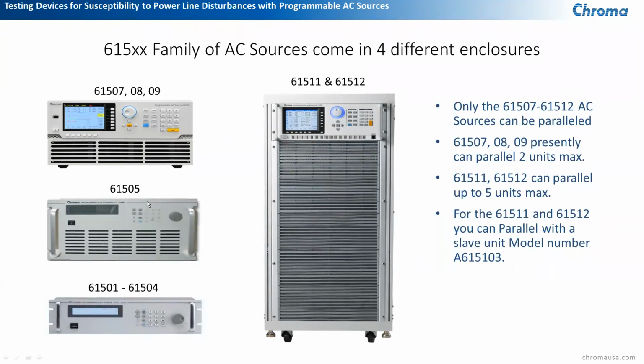It's a great workhorse of an AC source. It's been out in the field for quite some time. It's a 4 kVA single phase output unit. And again, it can be synchronized for 3-phase operation with 3 units, but it cannot be paralleled. The 61501 and 61504 also can be synchronized for 3-phase with 3 units, but they also cannot be paralleled. So these 2 units are full paralleling and full operation when in parallel.